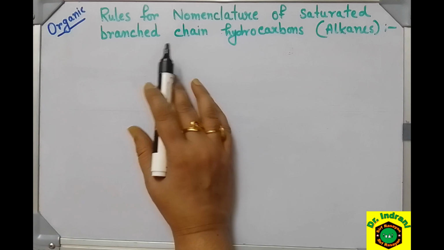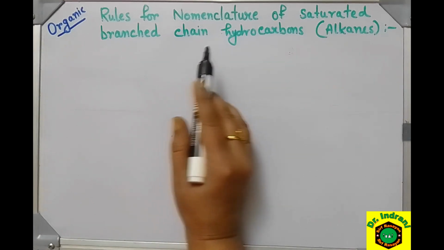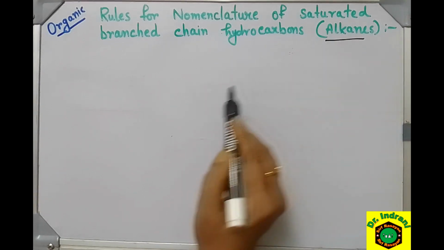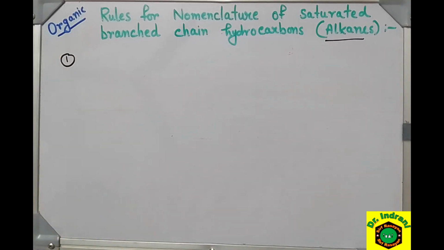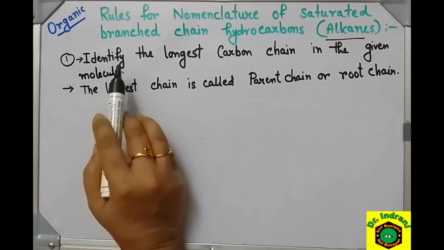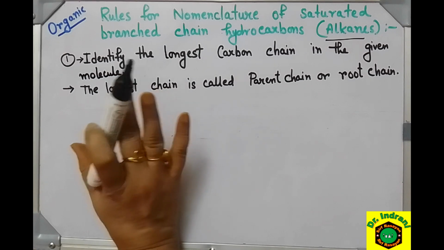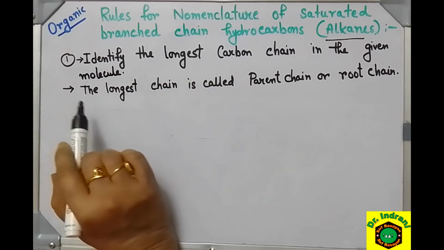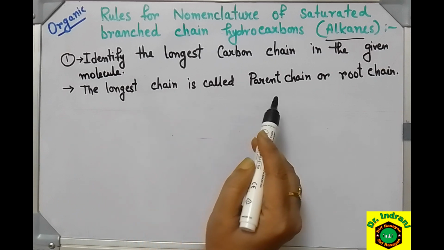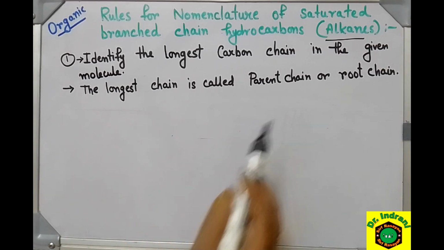Today's topic: rules for nomenclature of saturated branched-chain hydrocarbons, that is, alkanes. Rule number 1: identify the longest carbon chain in the given molecule. First you have to identify the longest carbon chain in the molecule. The longest carbon chain is called the parent chain, root chain or principal chain.